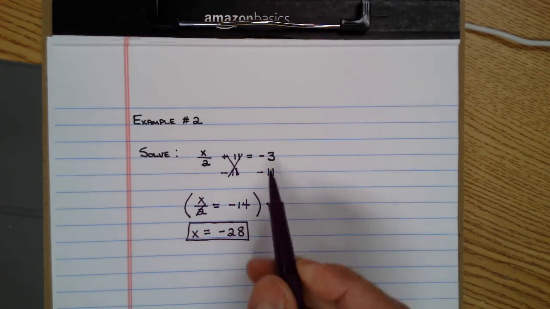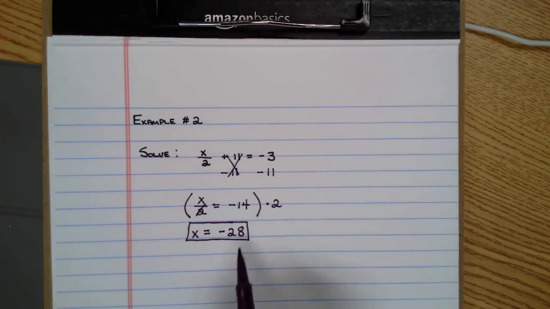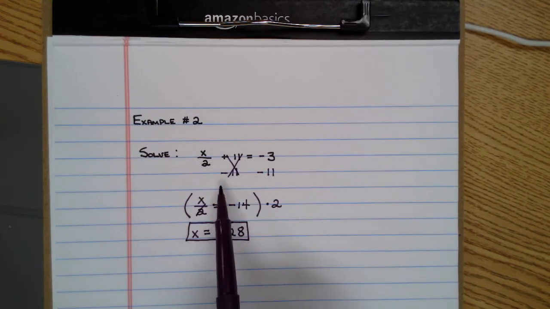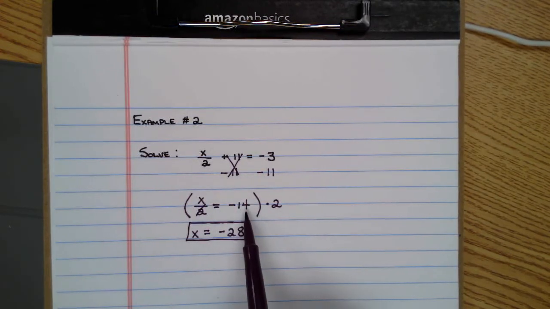Here's what the problem should look like when you show your work, showing all your steps. It's a two-step equation. There should be two things that you're doing to solve it.